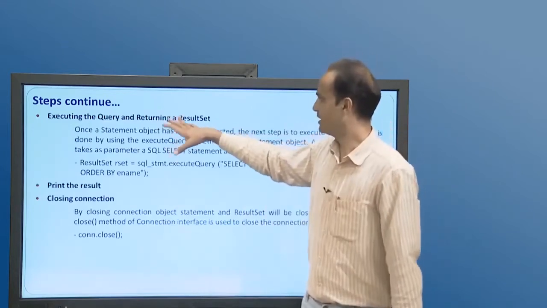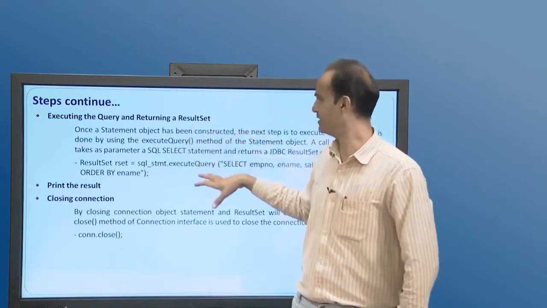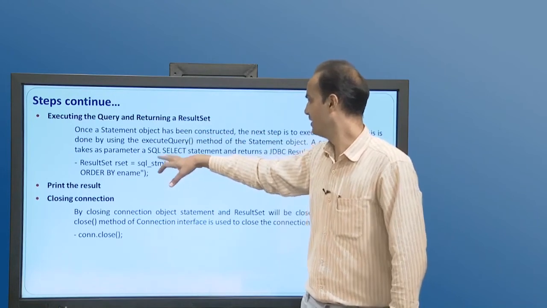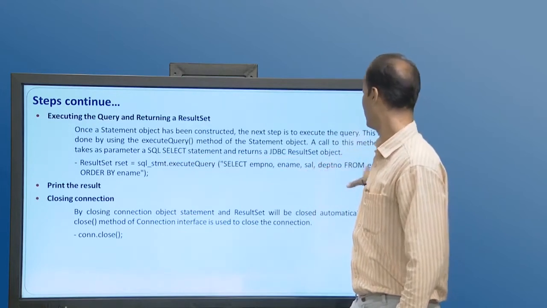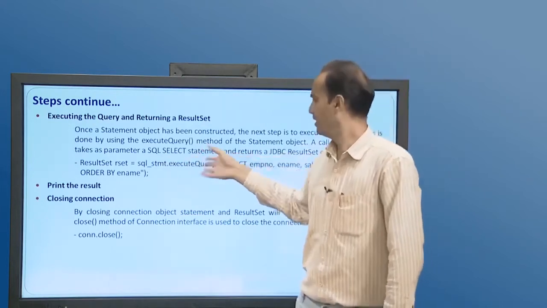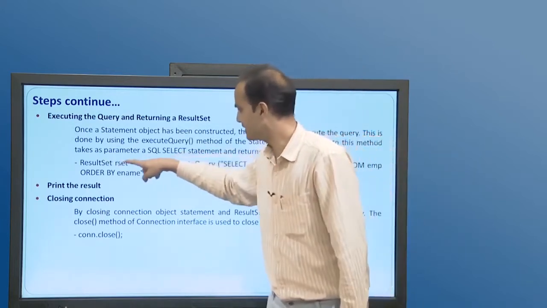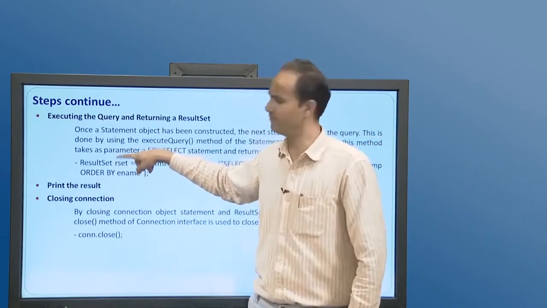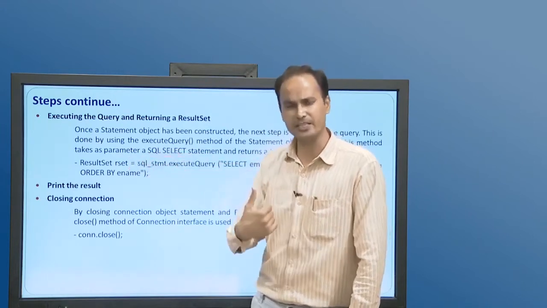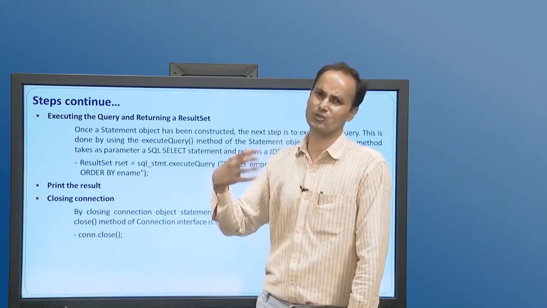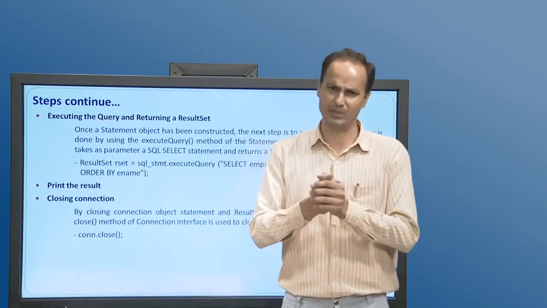The next step is to fire the query and return the result set. We already know that we have a statement instance from the previous slide. Then we are using it to fire a query: select employee number, name, salary, department from employee, order by employee name. The returned records will be stored in the ResultSet instance rset, and we now have our records in this result set instance, and we can manipulate it using the methods of, we can say, a scrollable result set to fetch records, all these things as we have received from the query.